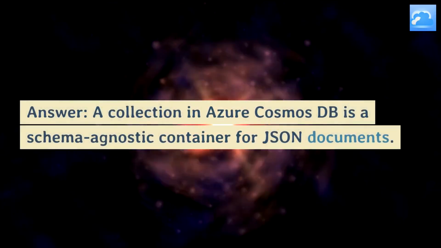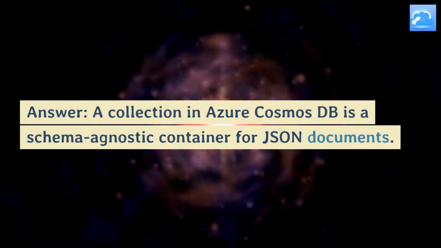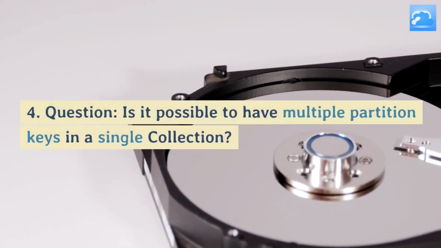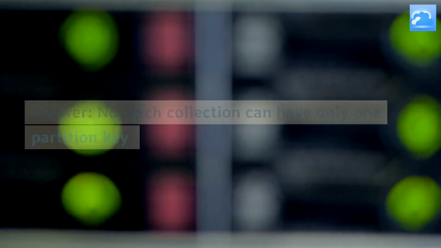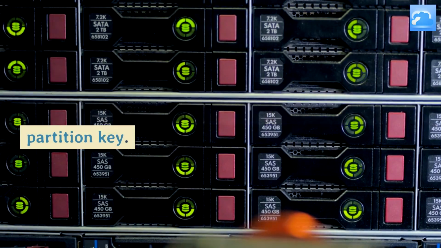3. Question: what is a collection in Azure Cosmos DB? Answer: a collection in Azure Cosmos DB is a schema-agnostic container for JSON documents. 4. Question: is it possible to have multiple partition keys in a single collection? Answer: no, each collection can have only one partition key.